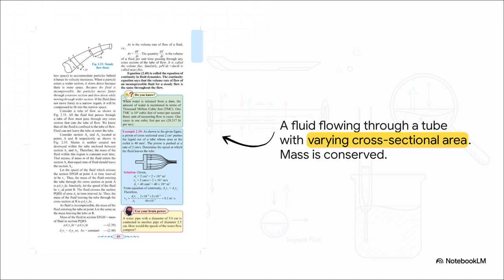Now, the big idea here is something called mass conservation. Basically, if the fluid can't be compressed, then the amount of it that flows into the wide end each second has to be the exact same amount that flows out of the narrow end. You can't create or destroy the fluid, right? What goes in must come out.